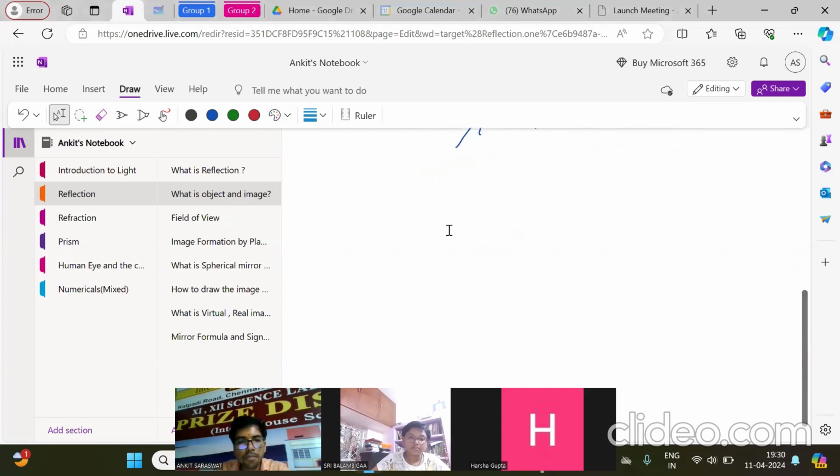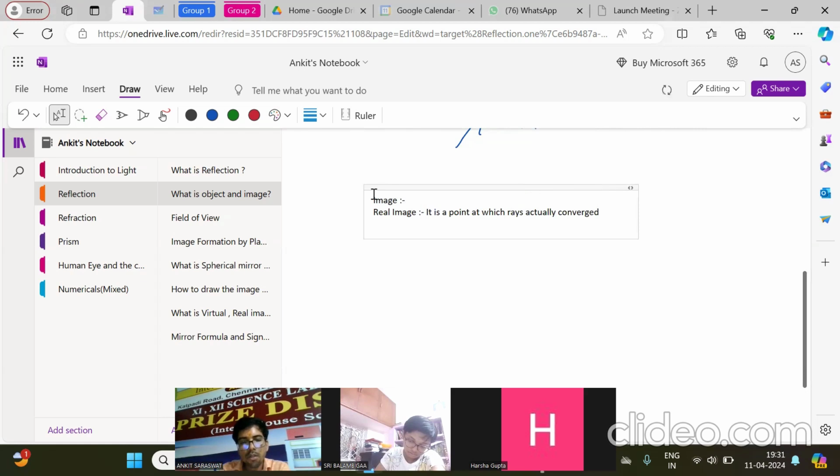Write down image. Images are of two types. One is real image. Write down what is real image. It is a point at which rays actually converged.